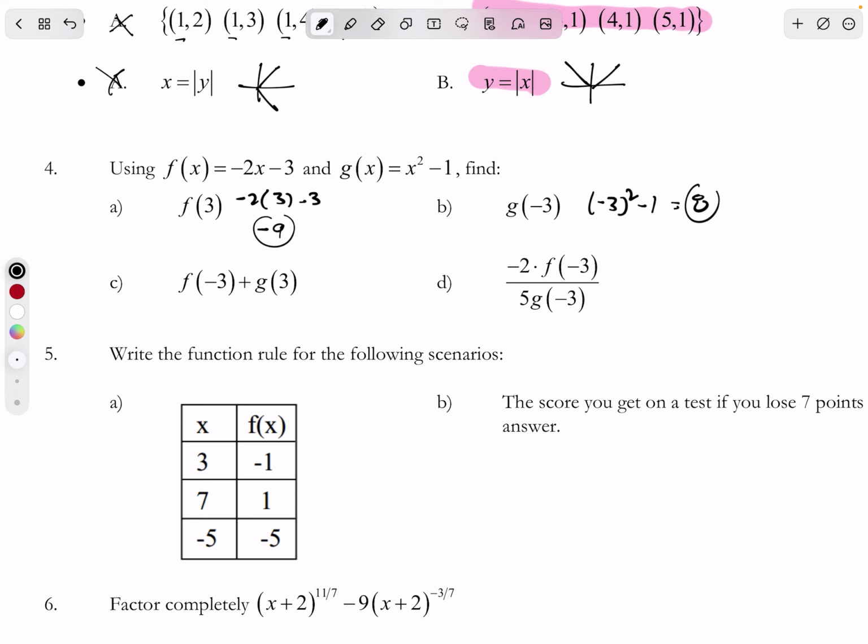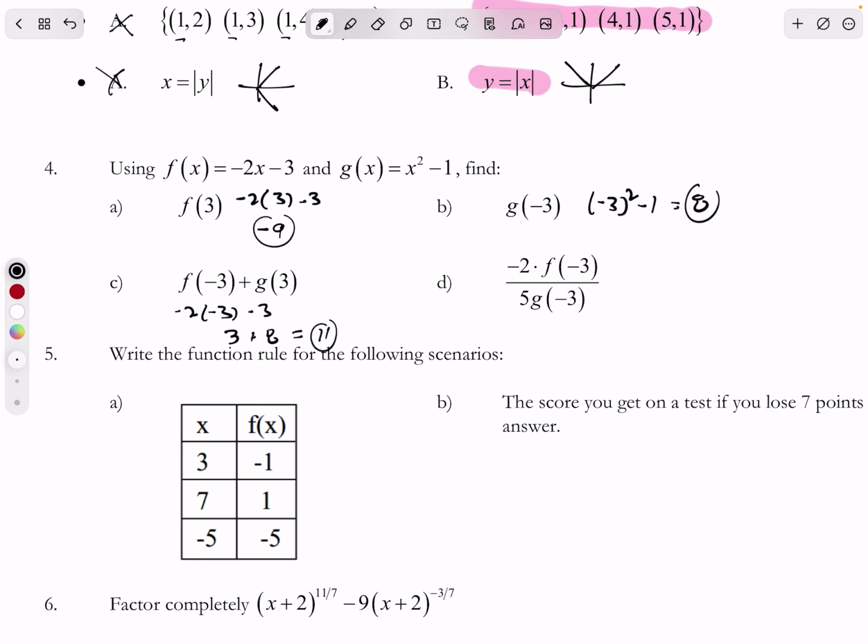Letter C, f of negative 3. That's negative 2 times negative 3 plus 3. I think that's 9. Nope, sorry, it's minus 3. Let's go backwards here. Minus 3. That's 3. Plus g of 3. I'm going to do this mentally. 3 squared minus 1 is 8. 3 plus 8 is 11.